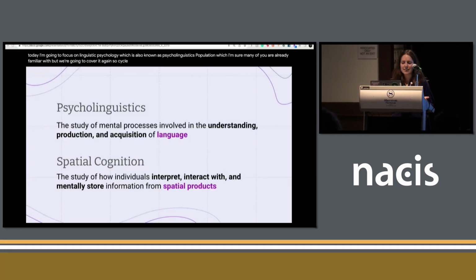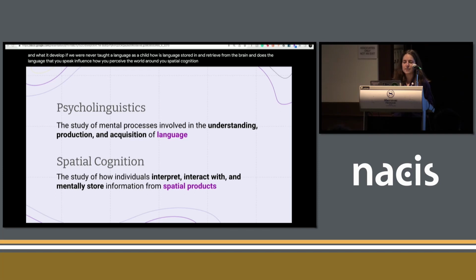Psycholinguistics is the study of mental processes involved in the understanding, production, and acquisition of language. And it asks questions like, how do people learn languages? Is language innate to the human brain, and would it develop if we were never taught a language as a child? How is language stored in and retrieved from the brain? And does the language that you speak influence how you perceive the world around you?